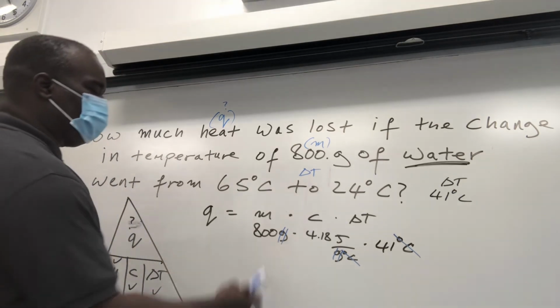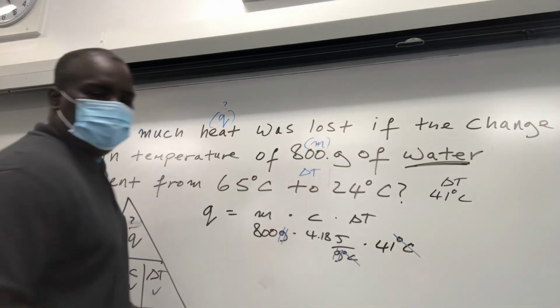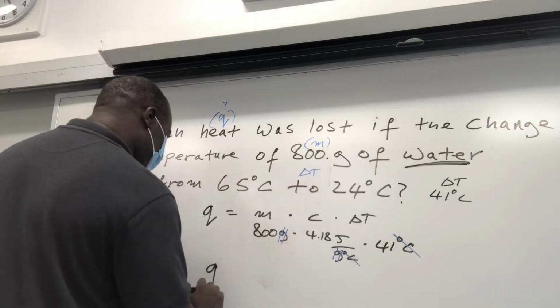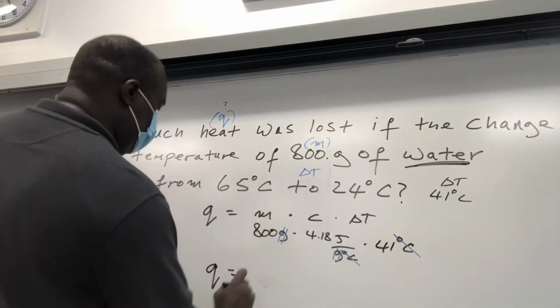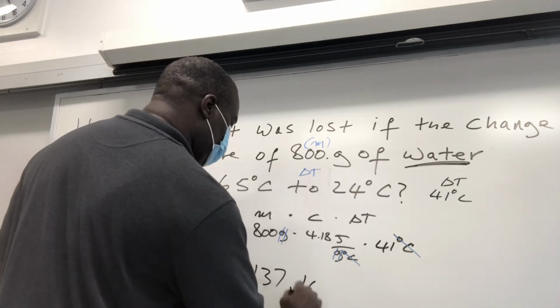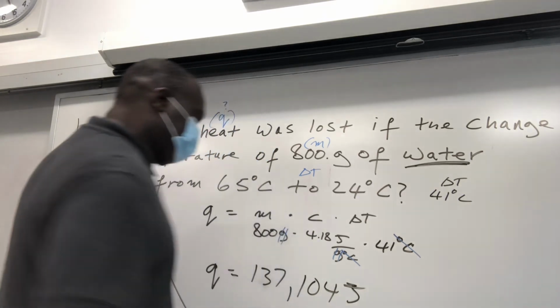And now it's just a matter of multiplying the 800 times the 4.18 times the 41 to give me the answer. From my previous calculations, I got about 137,104 joules.